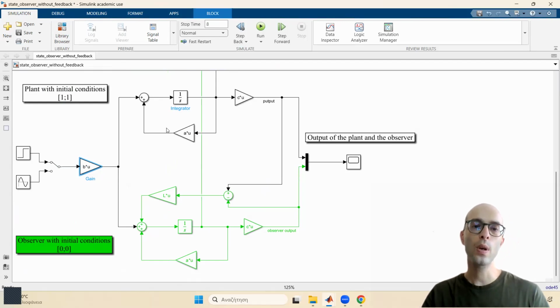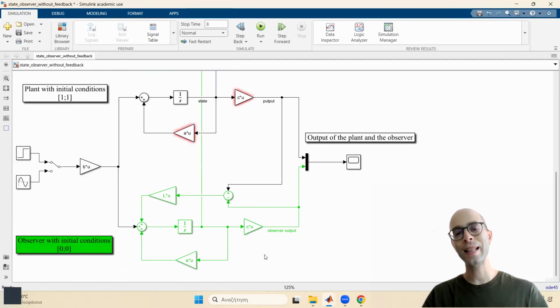So this is the original system. We have the state right here, x dot integrated and becomes the state. Let's call it this, the state. And when the state is multiplied by C, we obtain the output of the original system. So what you see down below is the observer.